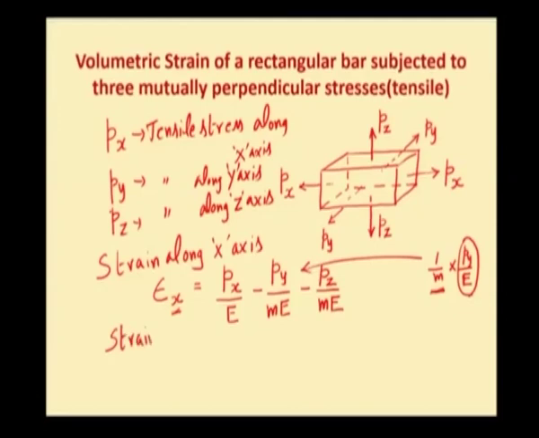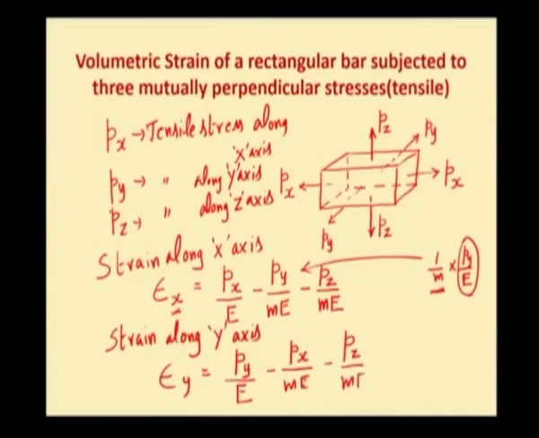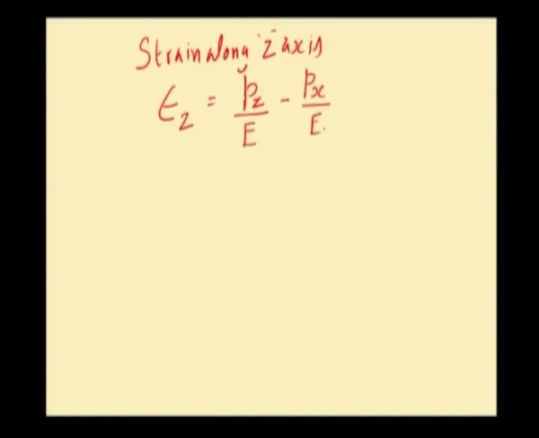In the same manner, if we calculate the strain along y axis, epsilon y will be given by, now the direct stress along y axis is py, direct stress divided by Young's modulus of elasticity E, minus px divided by m E minus pz divided by m E. Likewise, the strain along z axis, epsilon z, will be small pz divided by E minus px by E minus py by E.